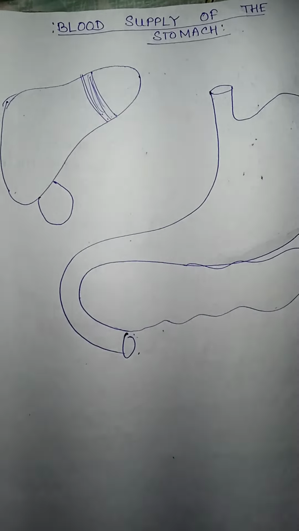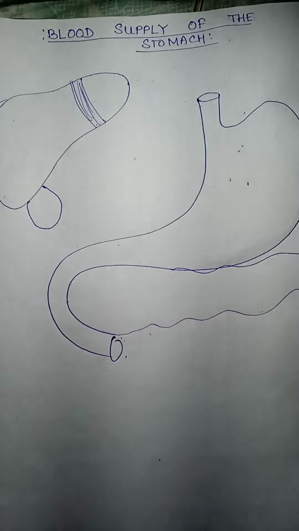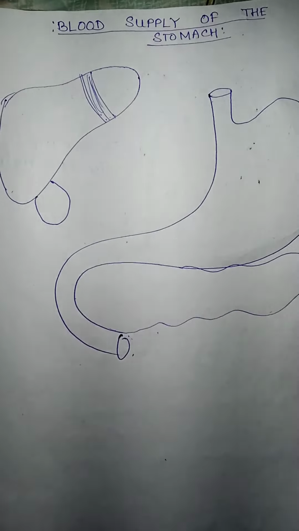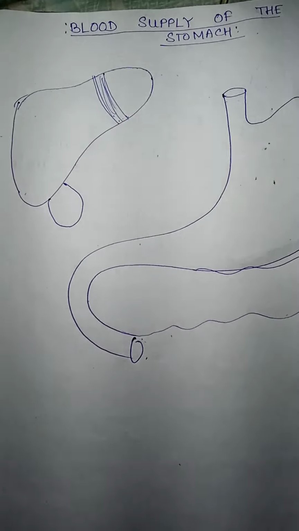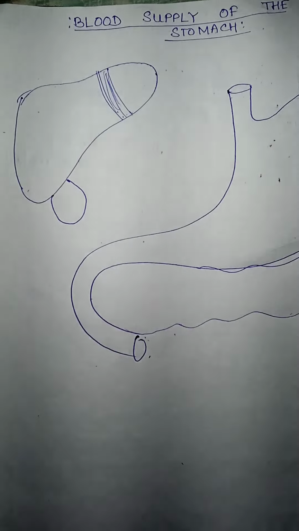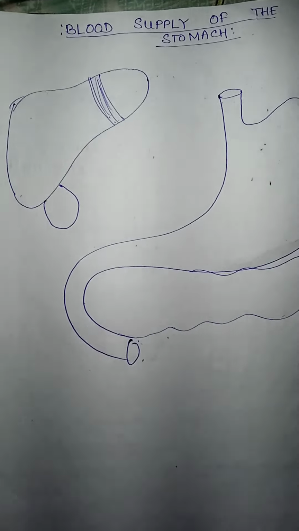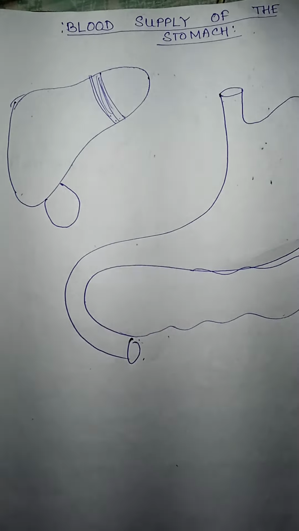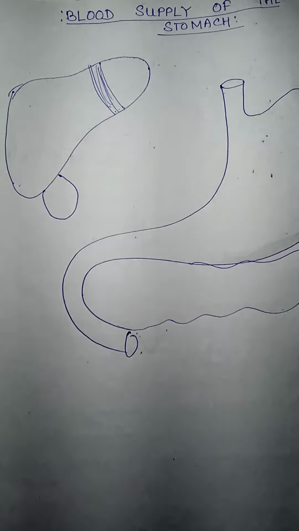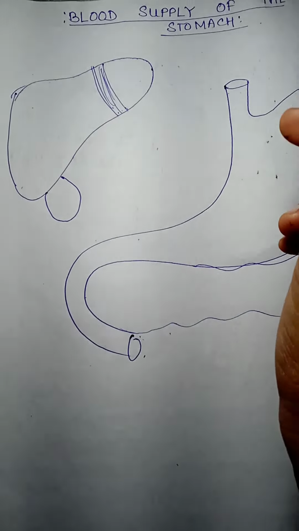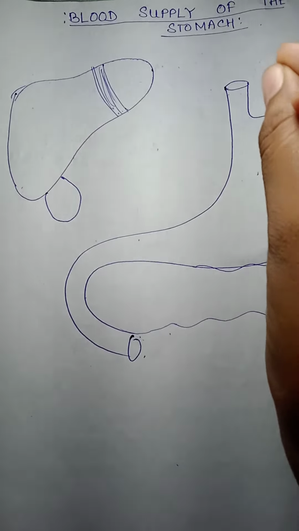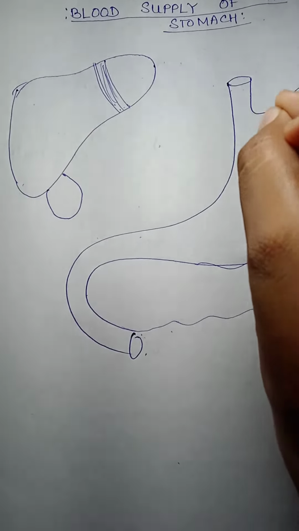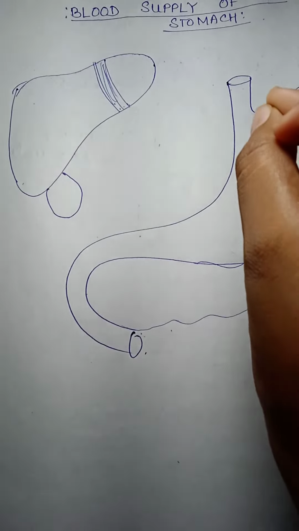Hello everyone. Today we are going to discuss another very important topic, that is blood supply of the stomach. A lot of questions are being asked both in the entrance examinations and also in the viva table from this topic. So what is the main artery which is coming down to supply the stomach? That is the first thing that you should know.